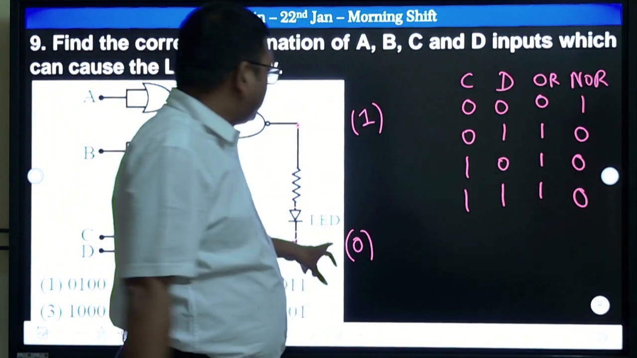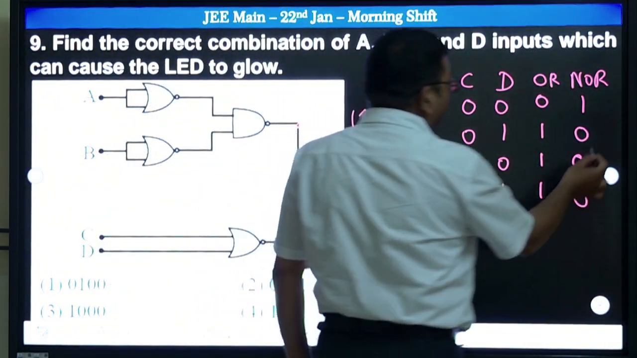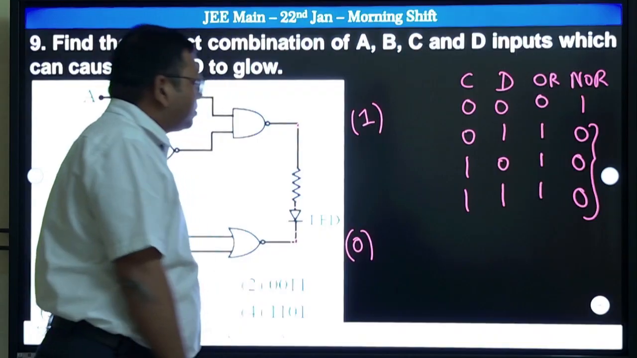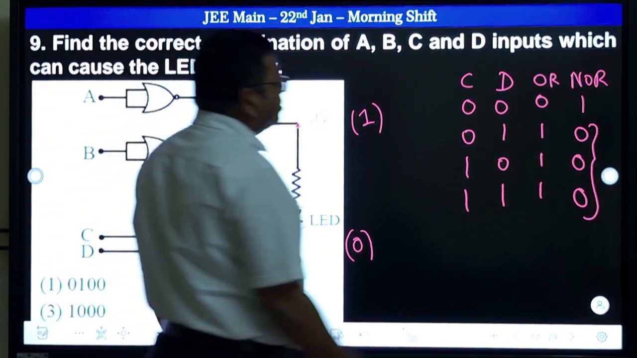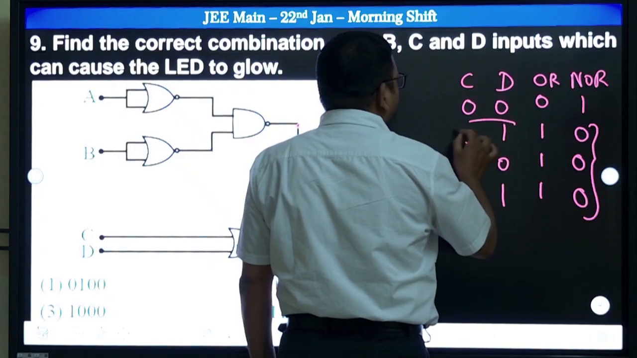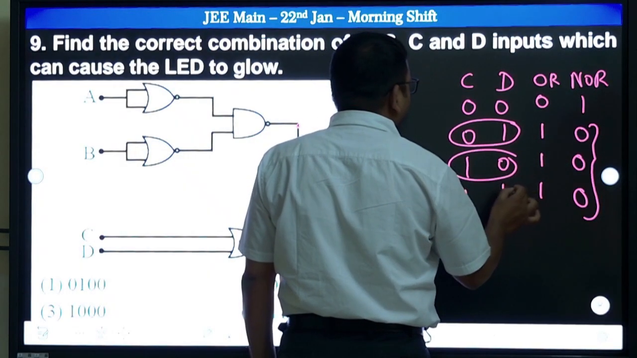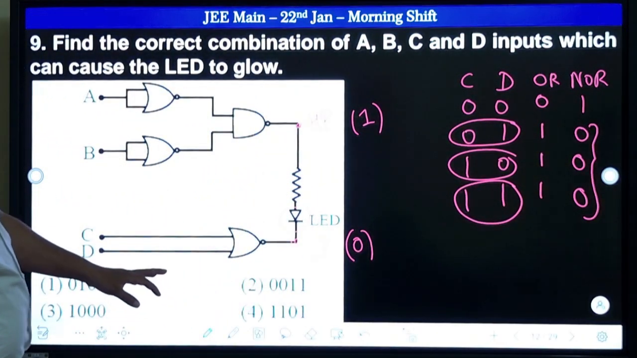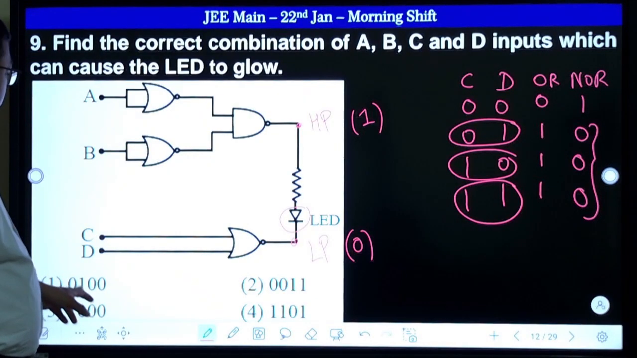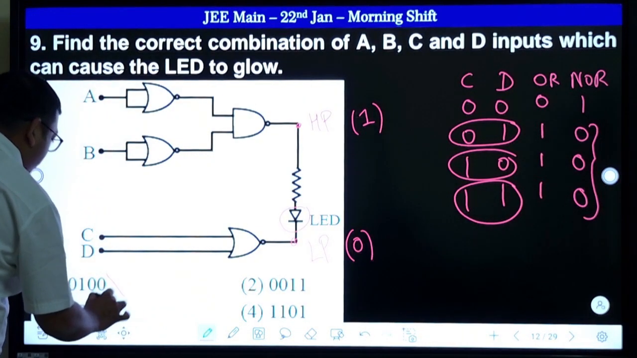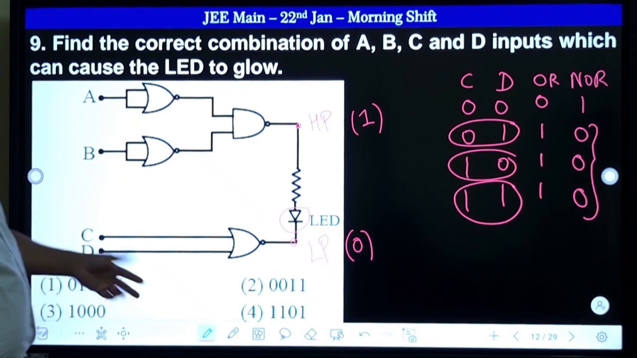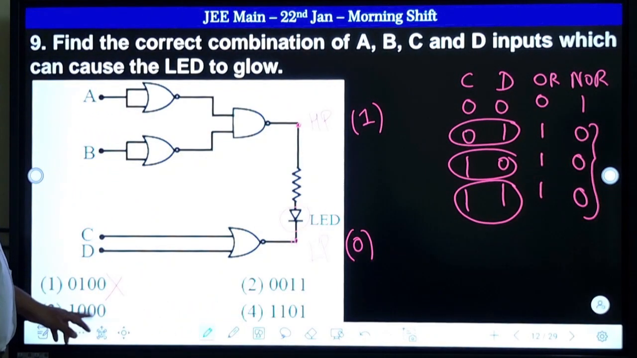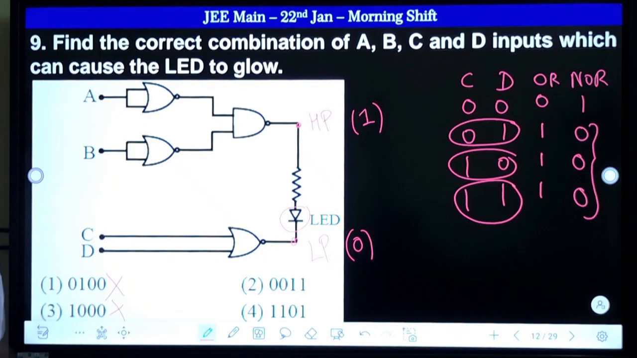So we want here 0. So 0 means these are the possibilities. Correct? So C and D can be either this or this or this. Now check out the option. C and D we have to think of. 0 0 is not possible, so this is gone. C and D cannot be 0 0. 1 1 may be possible, 0 1 possible, 0 0 not possible. So you can reject two options.